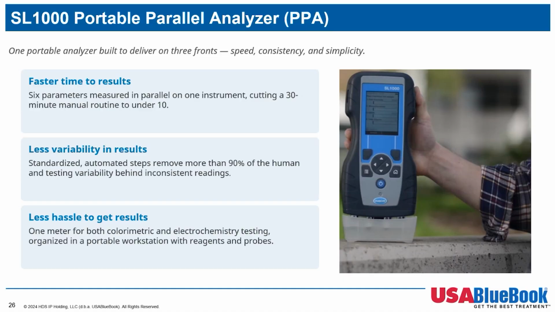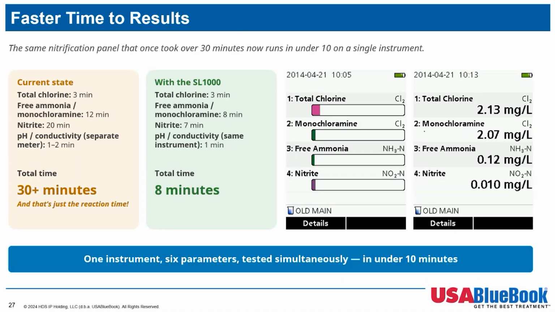So faster, more consistent, simpler. We'll talk to each one. First, speed. Without the use of a device like this, 30+ minutes means an operator may run this panel once. Same time, same day of the week, one reading. That's a snapshot. Under 10 minutes, on the other hand, means we can run it before a change and after it and actually see what moved.